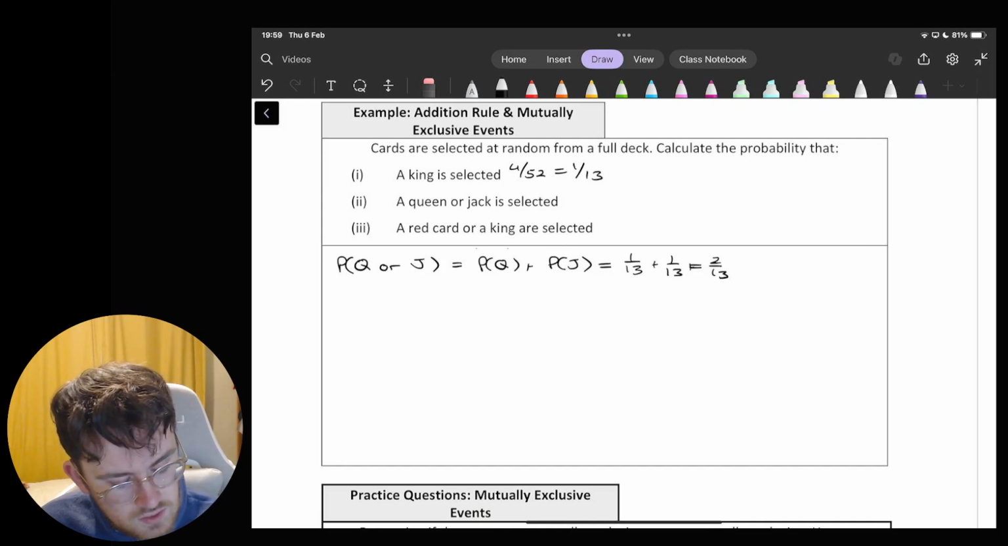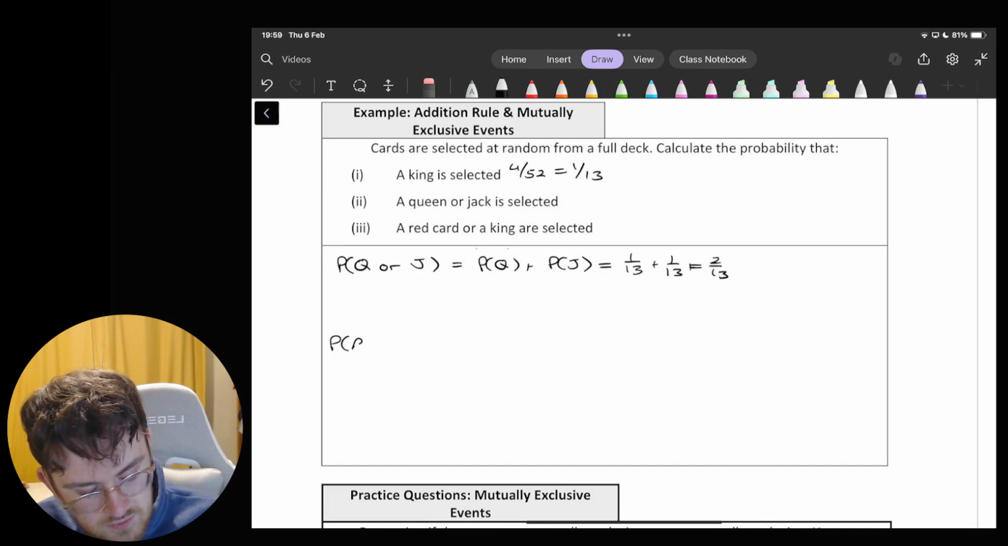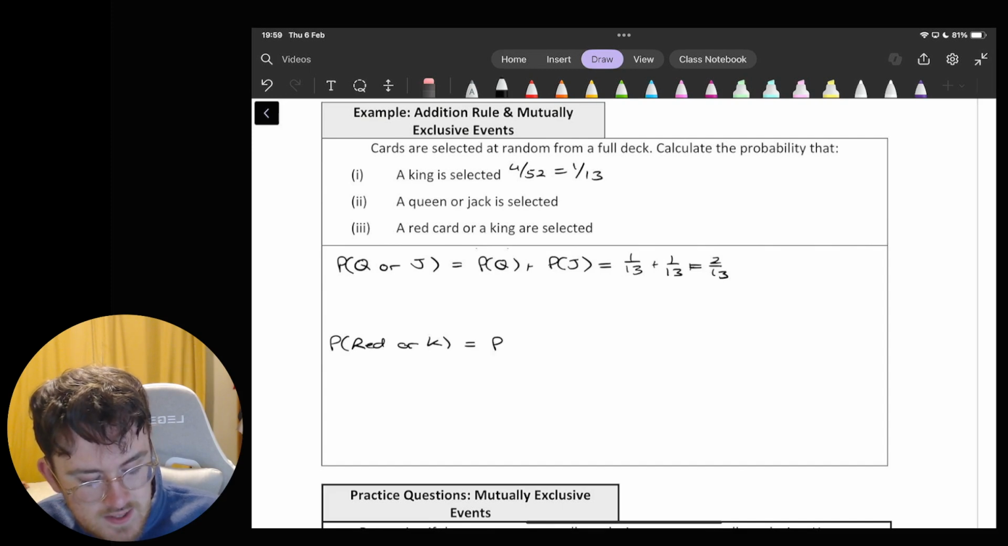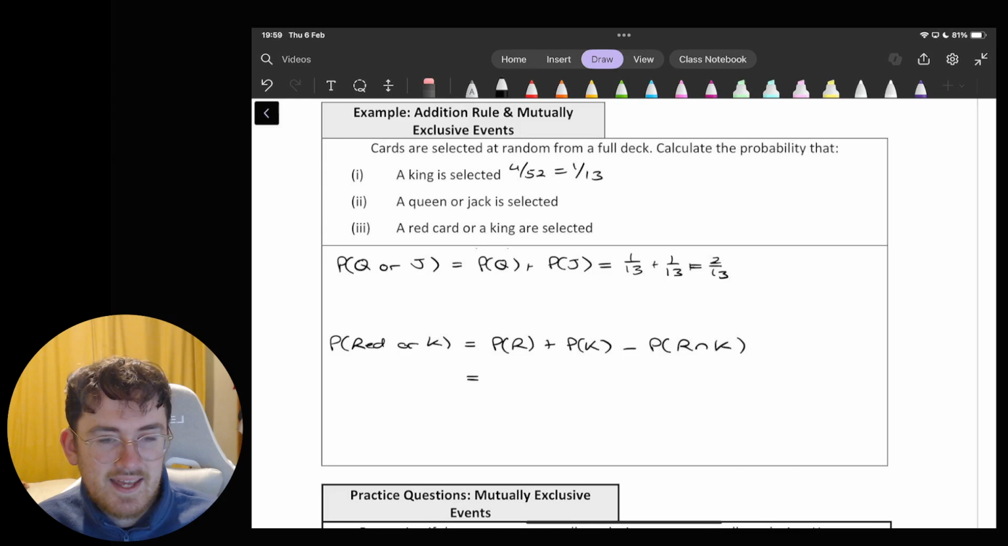So 1 in 13, 1 in 13, so 2 in 13 there. Okay, let's keep going. A red card or a king. So the probability of red or a king. Well, in that case, those can happen together. They are not mutually exclusive. It is possible to get a red king, so we need to consider that option as well, the "and", where it's red and a king.